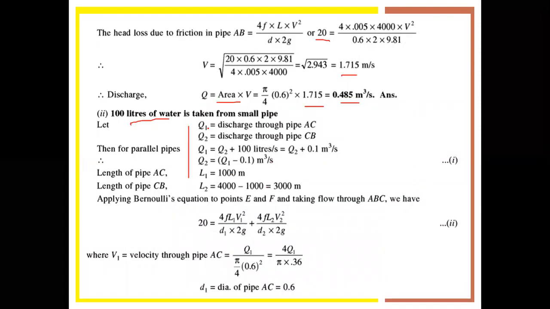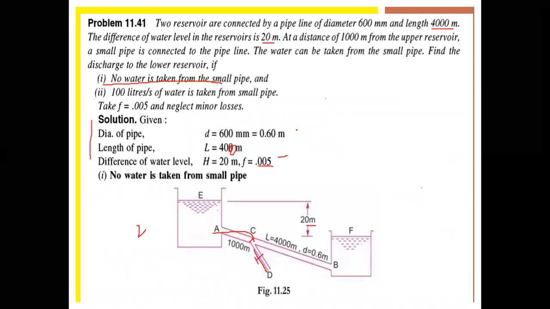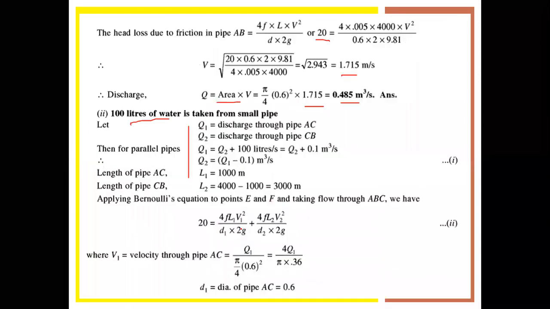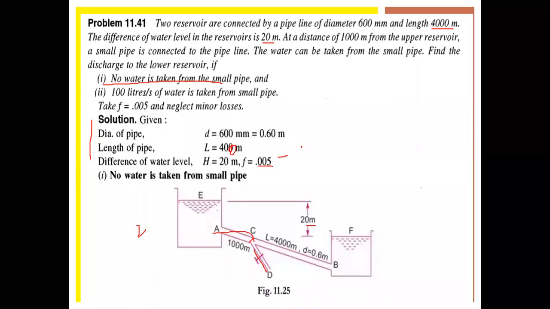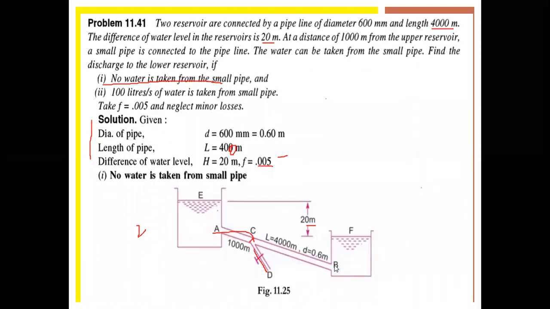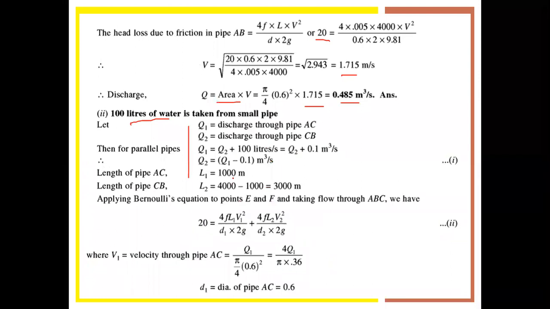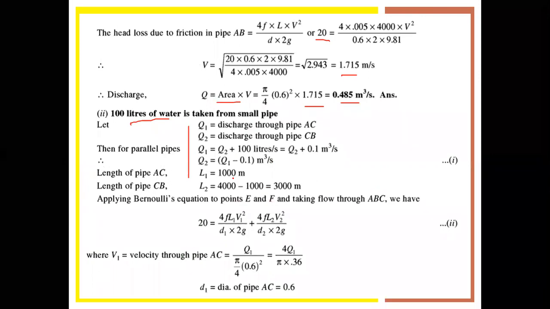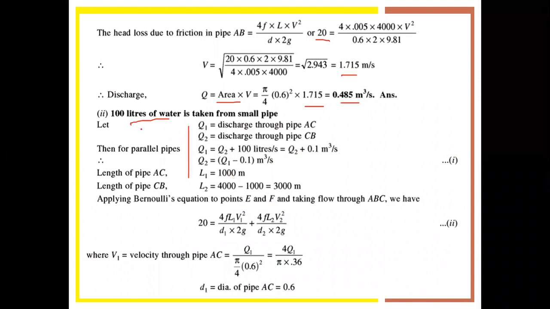Next, after taking the discharge Q1 value, the discharge through pipe AC, then the discharge through pipe CB, Q2. Therefore, for the parallel pipes, Q is equal to Q1 plus Q2, or Q1 is equal to Q2 plus 100 liters per second. 100 liters of water is taken from the small pipe, that's why Q1 is equal to Q2 plus 100 liters, that is Q2 plus 0.1 meters cube per second. Next, Q2 is equal to Q1 minus 0.1.